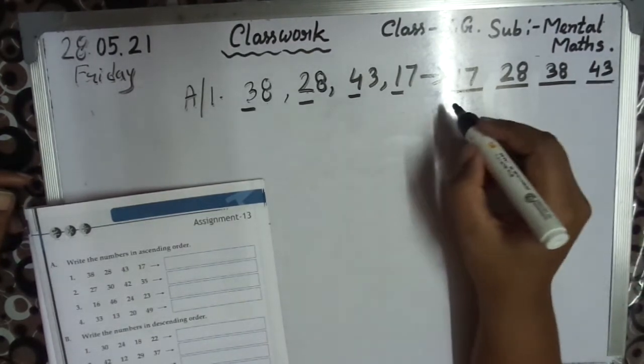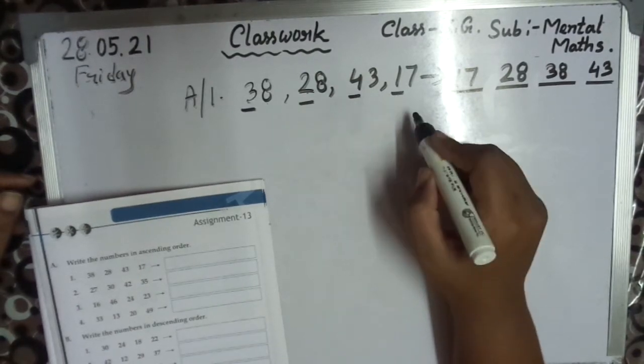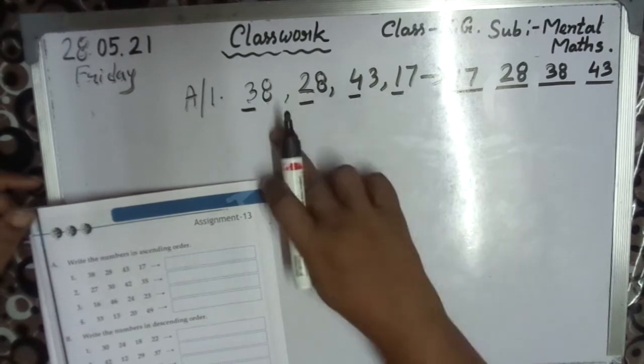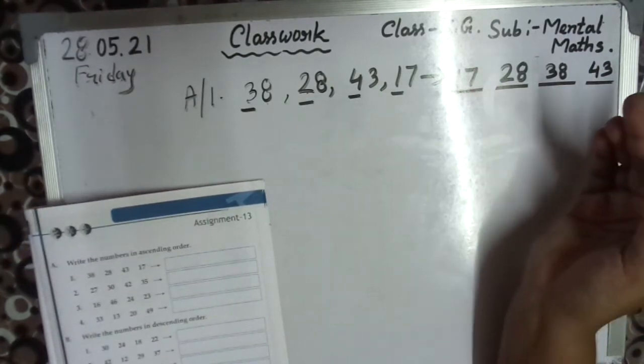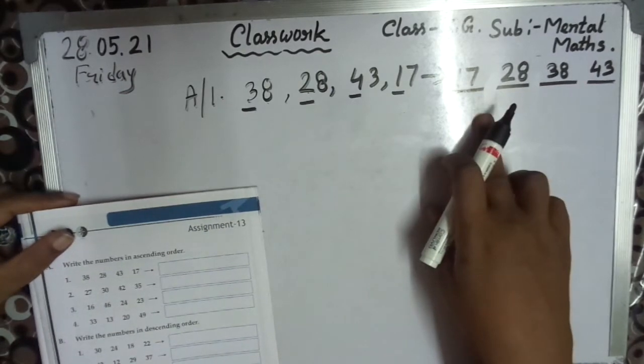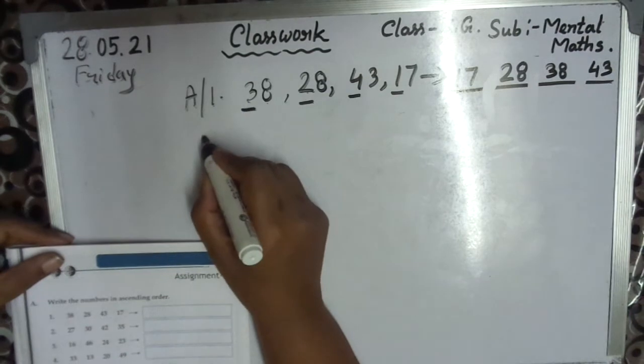So first you see ones. Ones is different. After then you see tens. Tens also different. So it's very easy. So stepwise you see and write it. Okay. Next question 2.